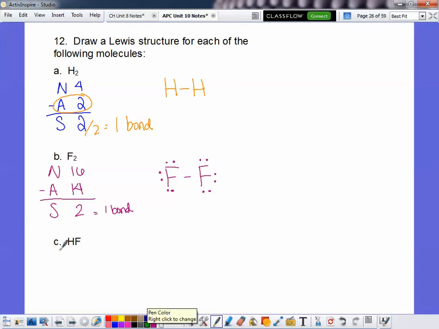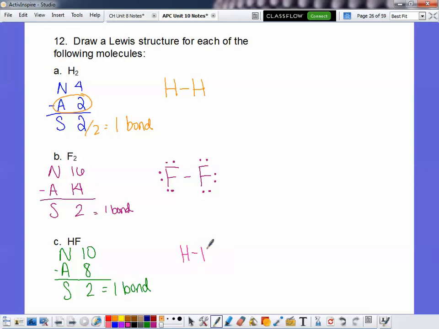And then the last example, just showing you how the needed available shared method works. HF, hydrogen needs 2, fluorine needs 8, so we need a total of 10. Available, hydrogen has 1, fluorine has 7, so we have 8 available. So we're going to share 2 electrons, which would be 1 bond. We have to use all 8 electrons that are available.